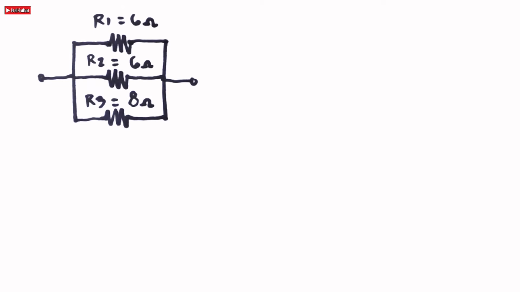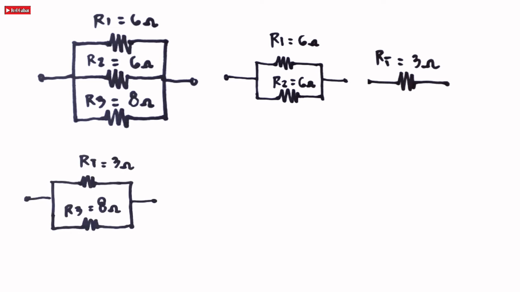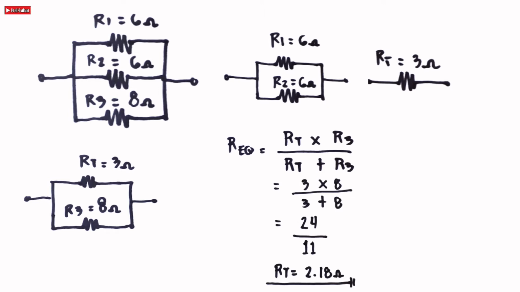In the next problem, we have 3 resistors connected in parallel, but 2 resistors have the same value. So let us simplify and redraw the circuit. Because R1 and R2 have the same resistance connected in parallel, we simplify them by dividing by half of their value. And then we redraw the circuit and start calculating by the parallel formula. Just simply substitute the given resistance to the formula. 3 times 8 over 3 plus 8 is equal to 24 over 11. RT is equal to 2.18 ohms.